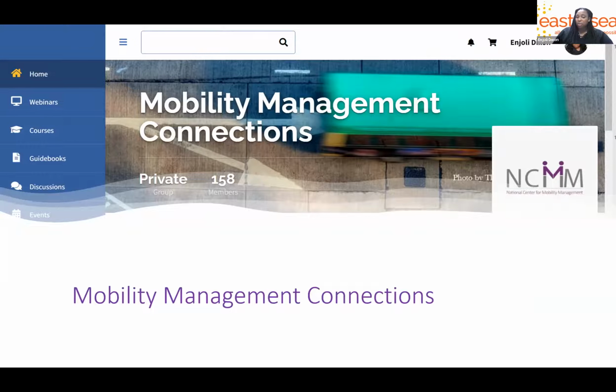Another tool we have is Mobility Management Connections, which is MMC. We welcome you to join this platform where we have mobility managers across the board, whether they are housed in a social service agency, a transit agency, a city, a nonprofit, a food pantry, or with a VA. You can hit next, Ken.